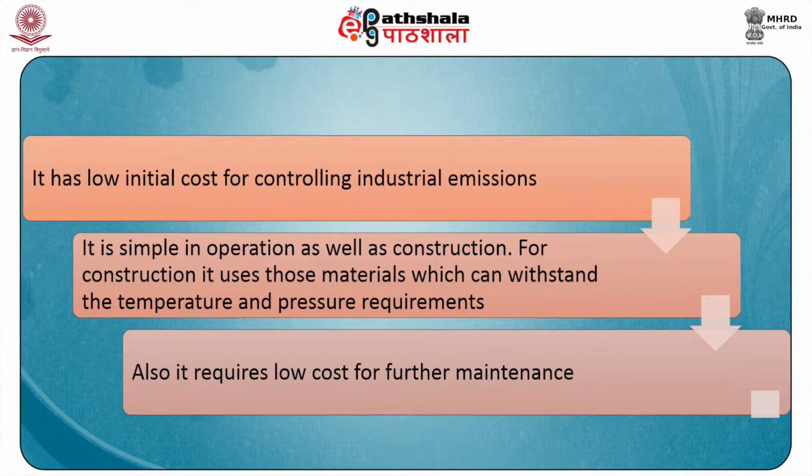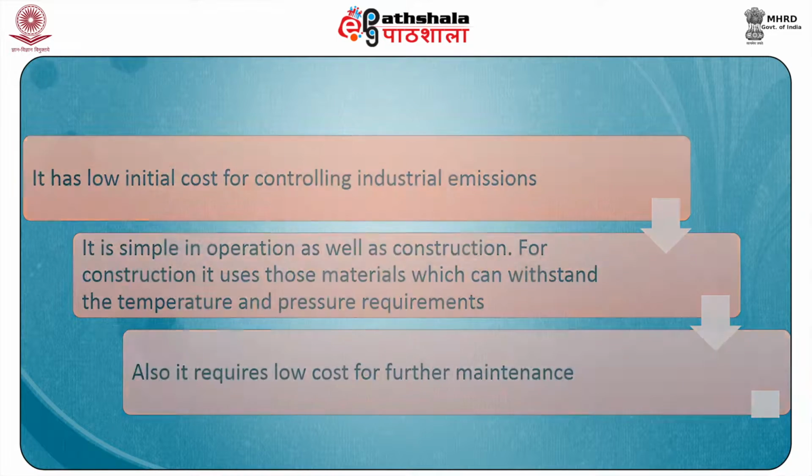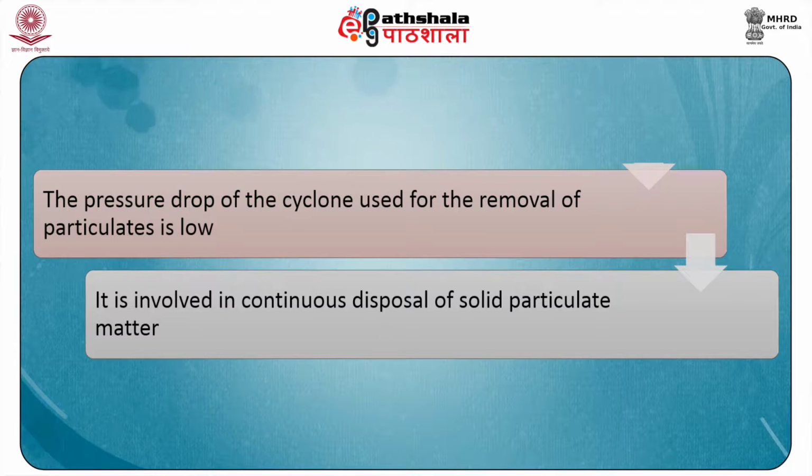So, now there are advantages of the cyclone method to remove the particulates. First, it has low initial cost for controlling industrial emission. The second, it is simple in operation as well as construction. For construction, it uses those materials which can withstand the temperature and pressure requirements. Third, it requires low cost for maintenance. The fourth is that the pressure drop of the cylinder used for the removal of particulates is low. And last but not the least, it is involved in continuous disposal of solid particulate matter.